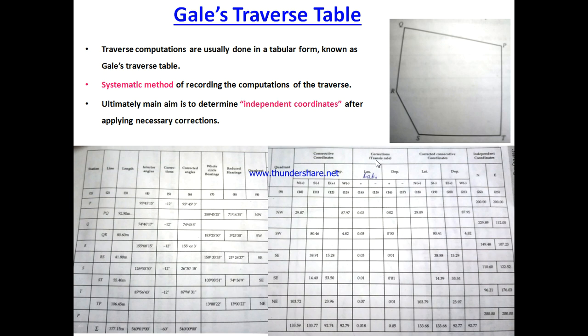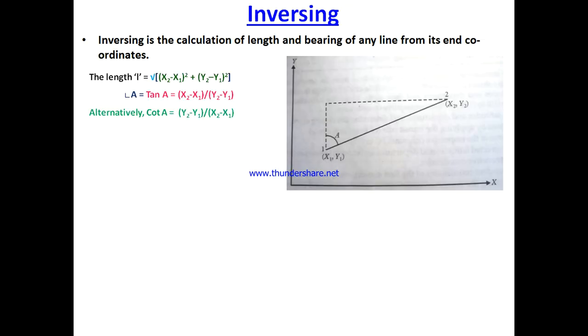That is, the error in, or correction in, the latitude of any line will be equal to the latitude of that particular line upon the arithmetic sum of the latitudes, multiplied by the closing error of the latitude.